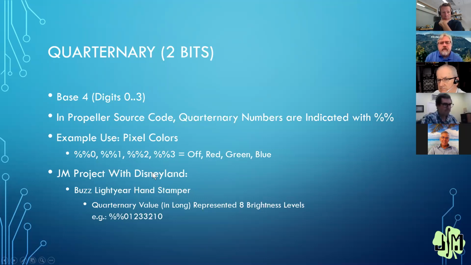I've not used it a lot, but looking back in some code in the P1, you'll see it. It's convenient to use for pixels for video. So you've got 0, 1, 2, and 3 can represent the colors off, red, green, and blue.